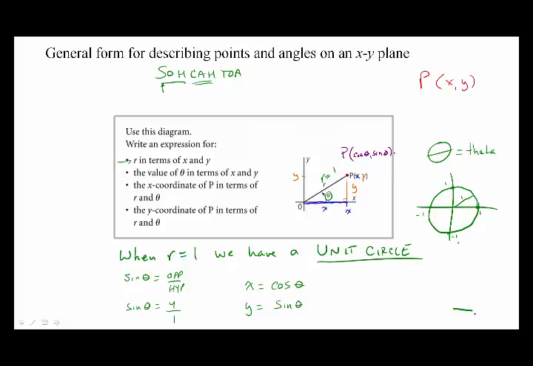What if my r wasn't 1? What if it was 2? This would become a 2. How do I get rid of the 2? I would times both sides by 2, in which case it would be 2 sine theta, if my r was 2. Fair enough? Okay.